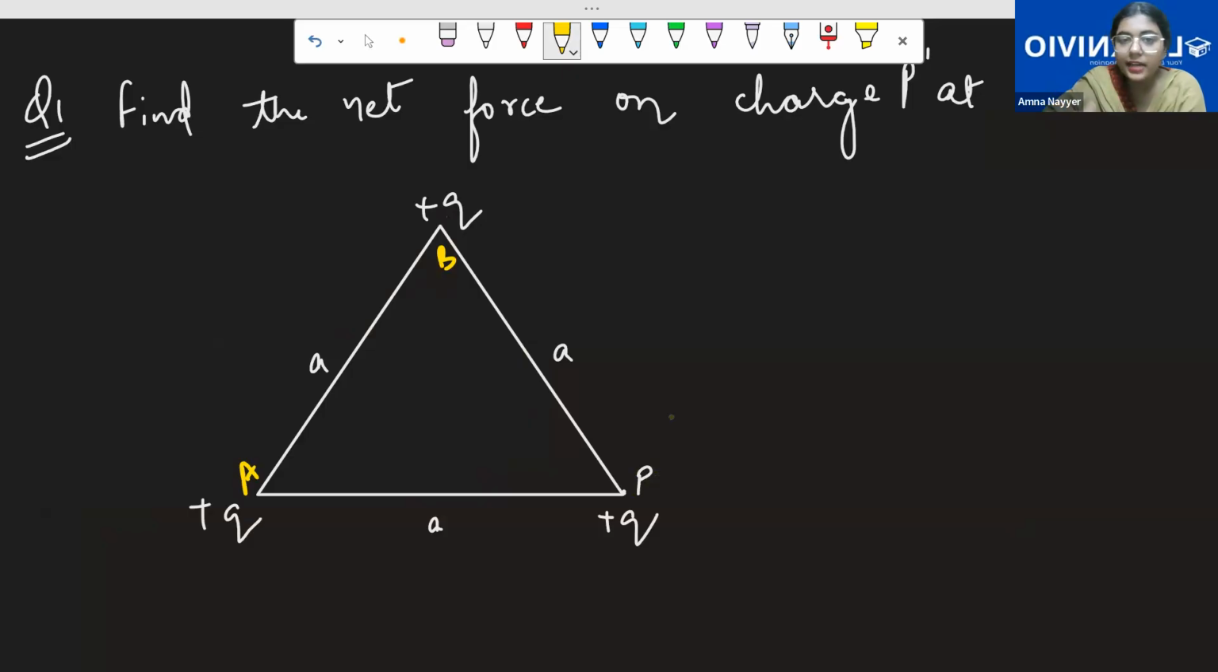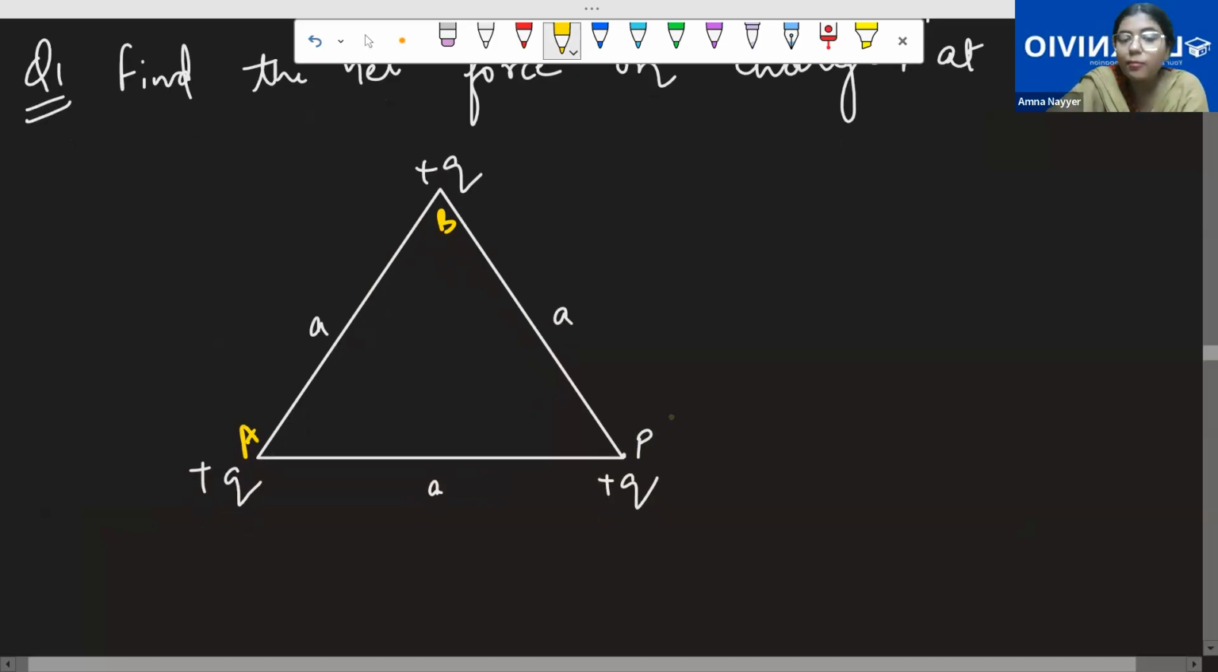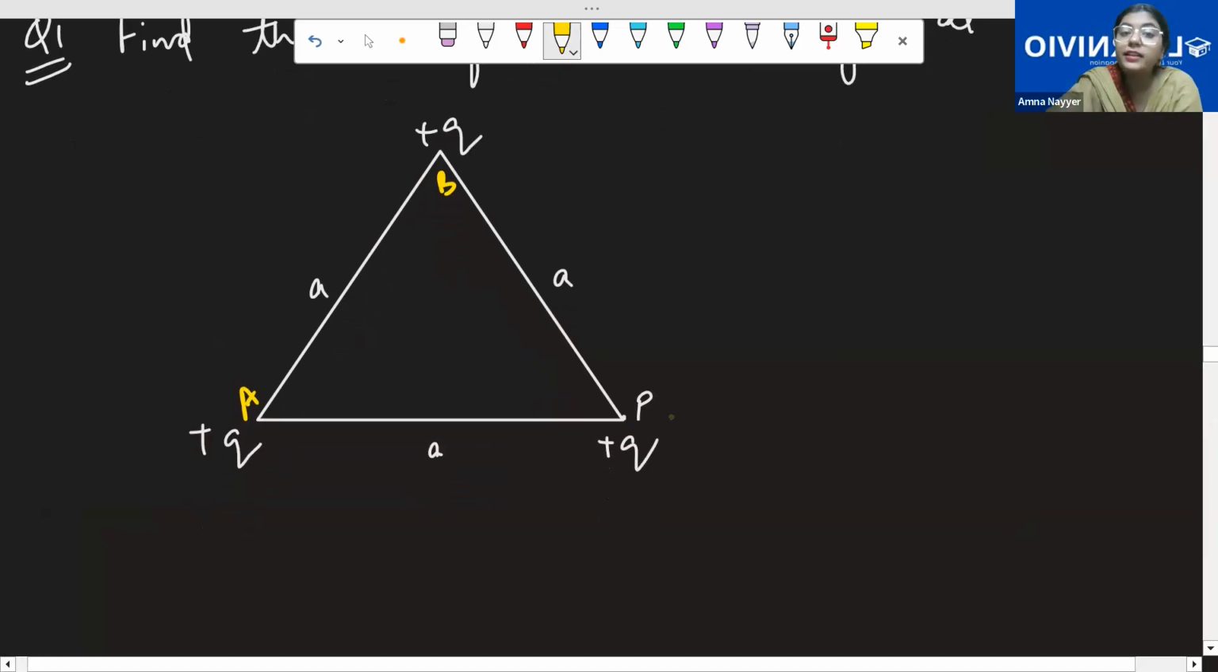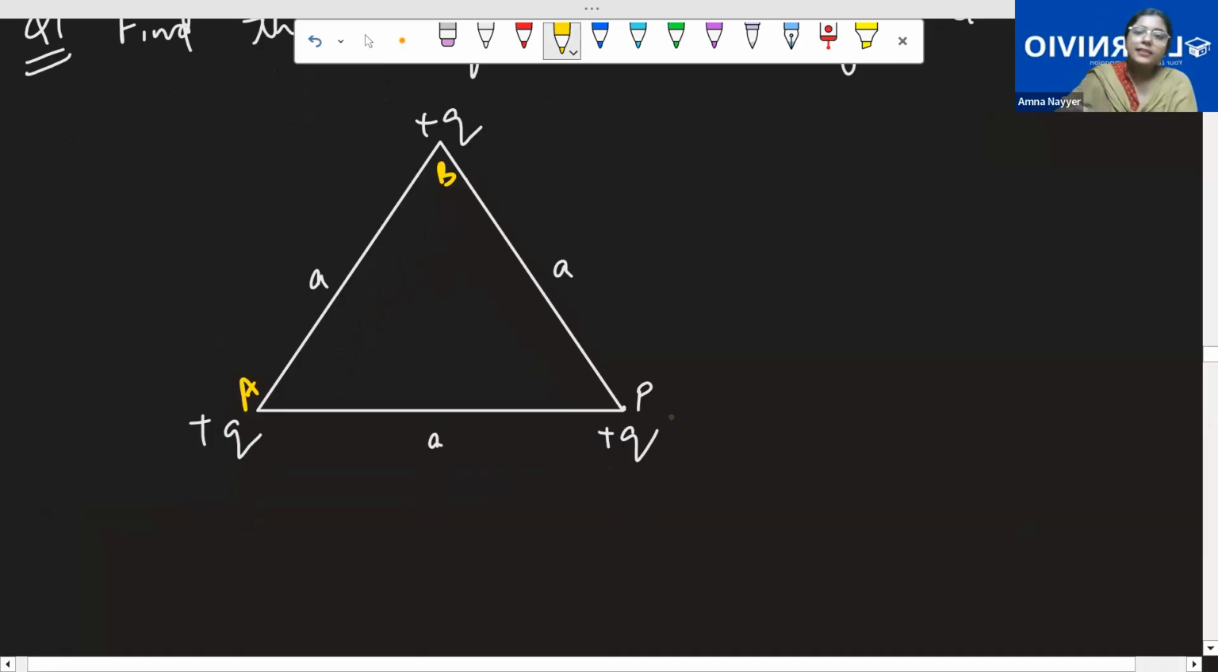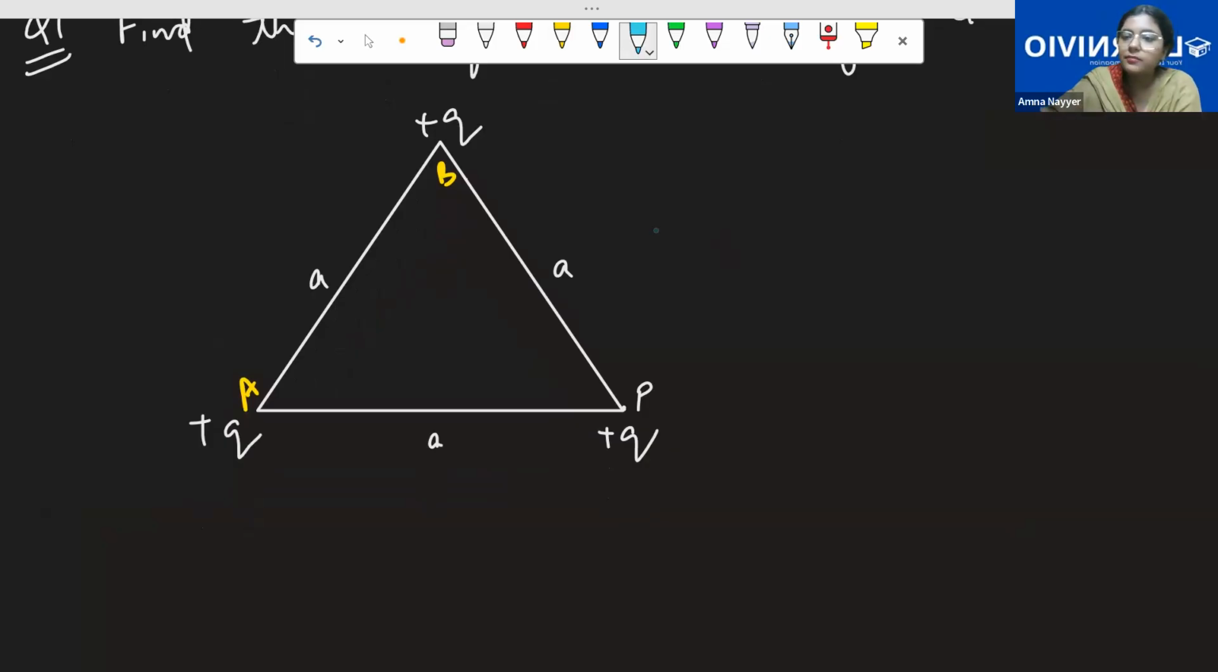What is the first thing that you do whenever you have the parallelogram law, whenever you have vectors? You write the direction. That's what we studied. And some of you had your bridge courses, that time also we did, that vectors will have the direction first. In the sense, you complete the first step as the geometrical construction. Now look at P. What will be the direction on P due to B? Means the force on P due to this charge.